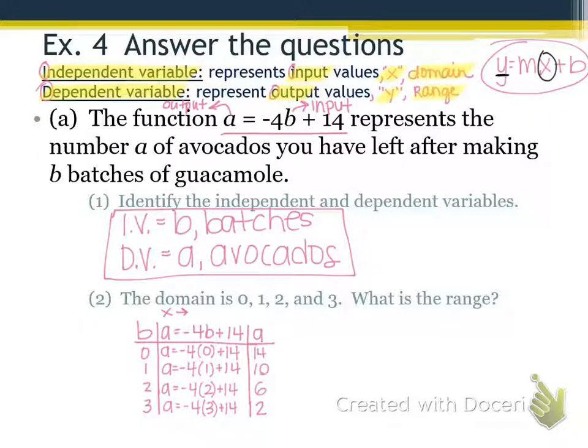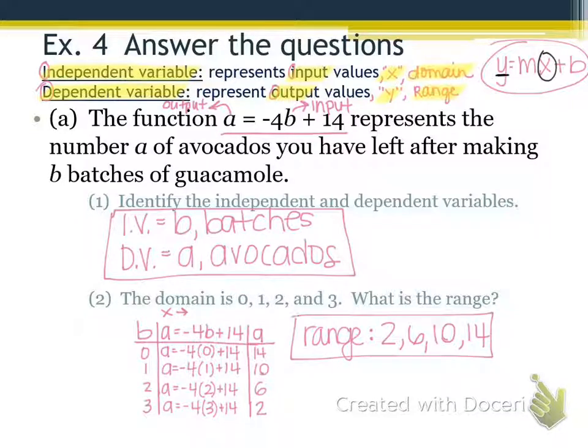But we're not done because the question says, what is the range? So let's list the range. What is it? 14. Good. Least to greatest: 2, 6, 10, and 14.